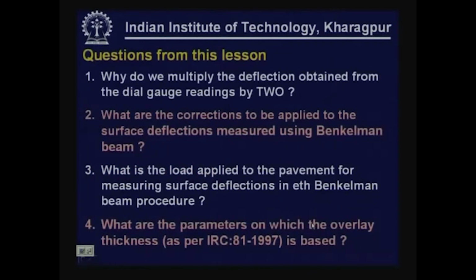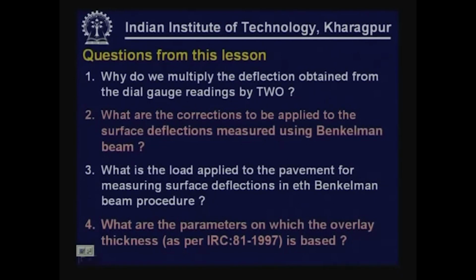We will have a few questions from this lesson. Why do we multiply the deflection obtained from the dial gauge readings by 2? This we have to do because the beam is hinged about a location which has a 2:1 ratio in terms of length. That is the reason why we multiply the deflections obtained from the dial gauge by 2.